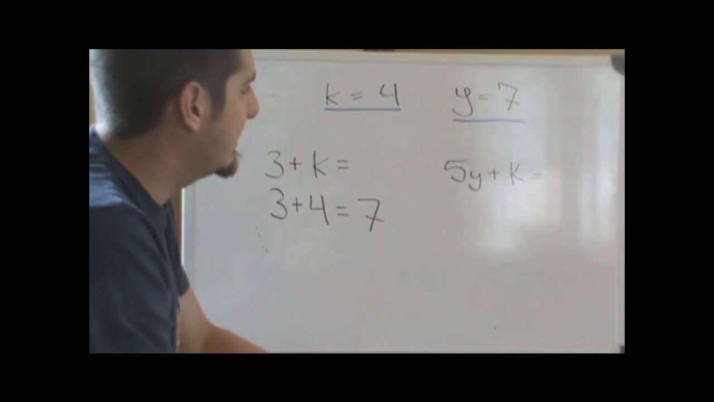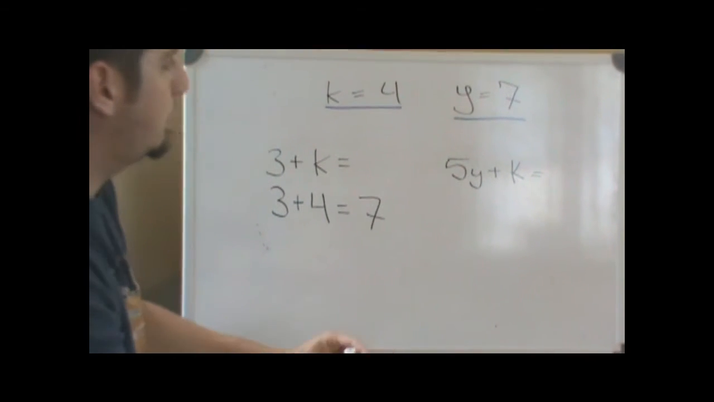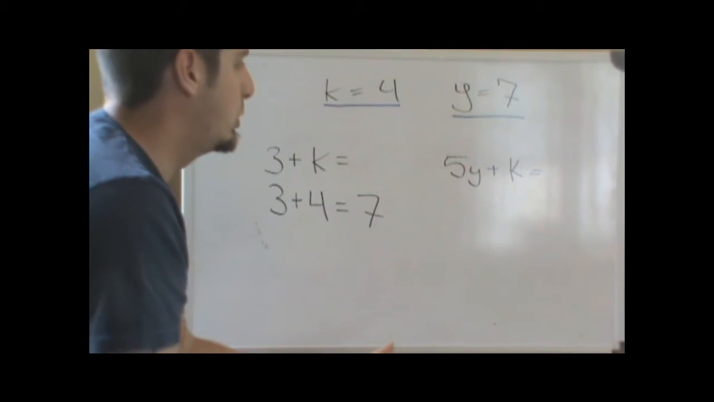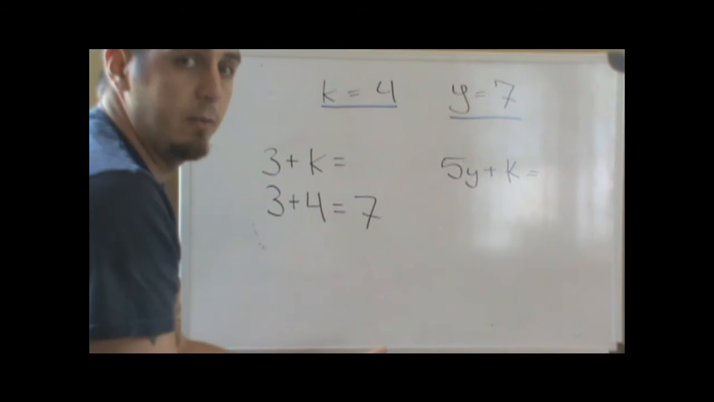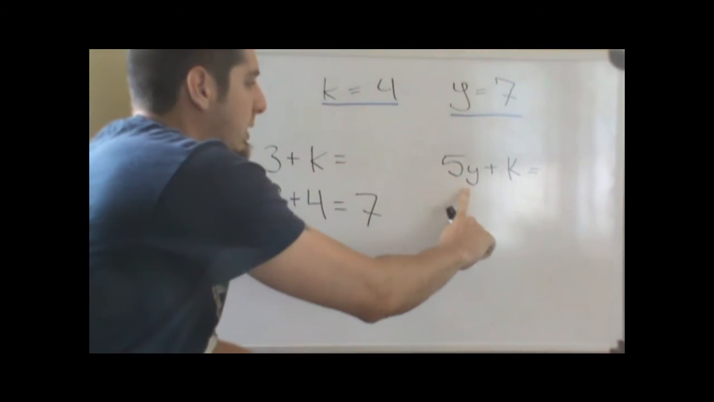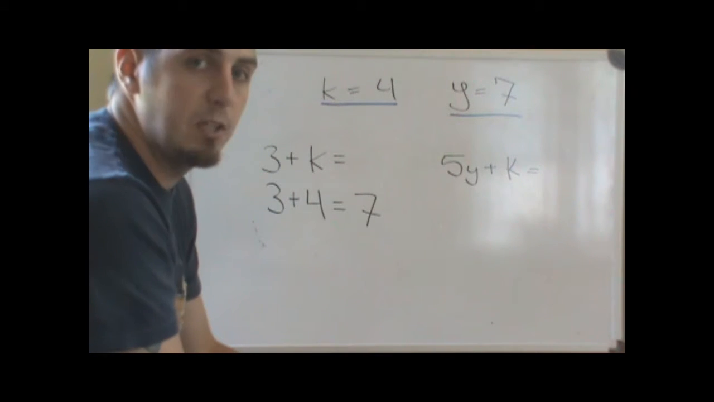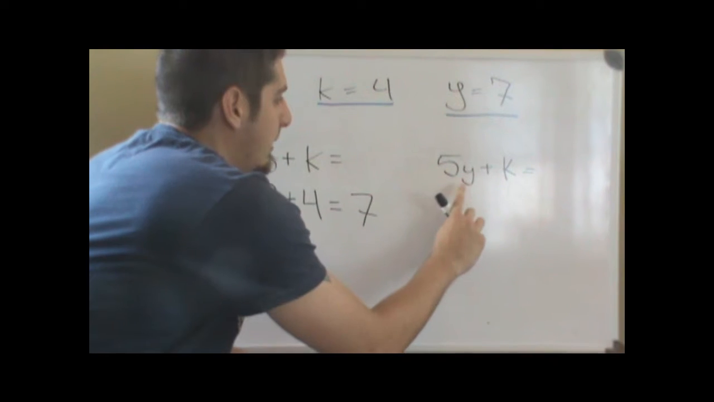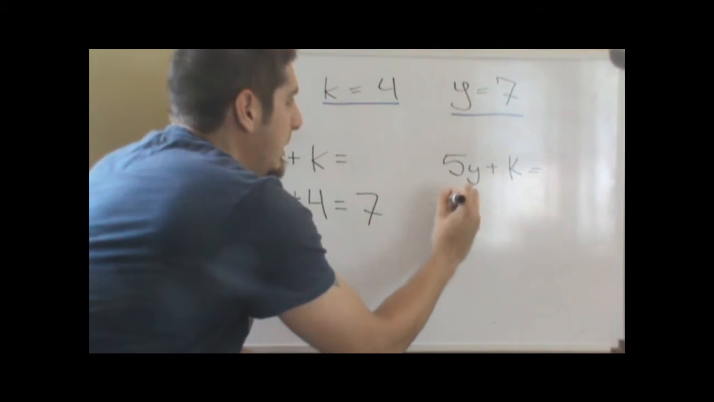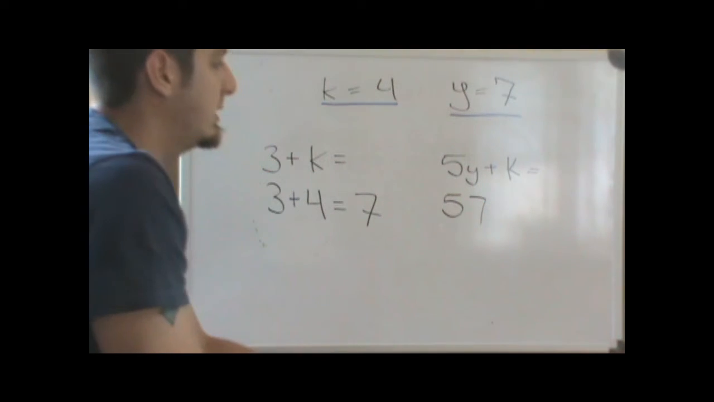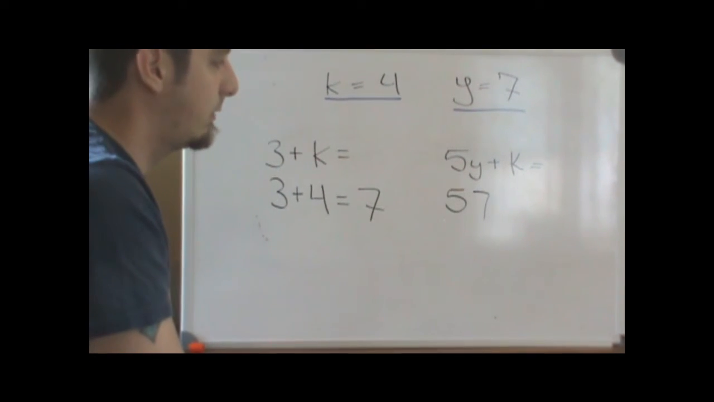So if we take a look at the next problem, we have a y and a k in it. It doesn't really make the problem much more complicated. We're just going to be replacing two variables with numbers instead of one. The only thing you want to keep in mind is when a number is next to a variable, it means multiply. So when I go to replace that y, it's important that I don't just write a 7 here like that, because otherwise it's going to look like 57.